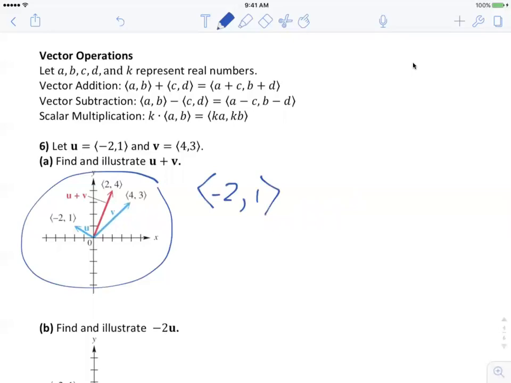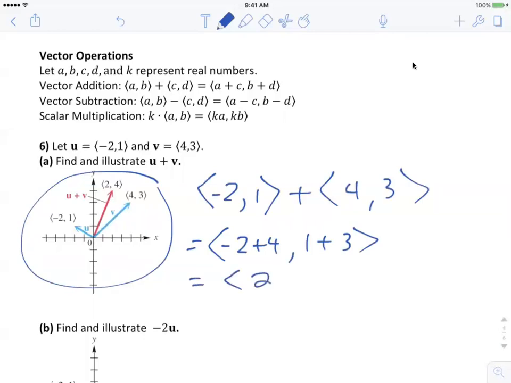But to actually add them, all you're going to be doing is you're going to add the horizontal components together, 1 plus 3, and add the vertical components together, -2 plus 4. Okay, and so this is going to be <4, 2>, just like the picture shows. You don't have to draw these though, you just can do it algebraically, right?